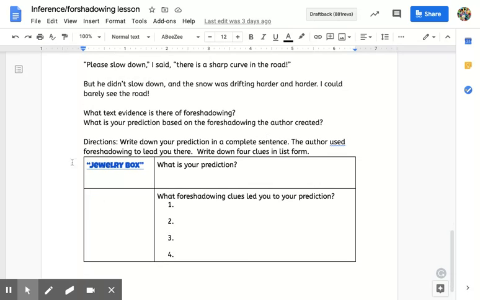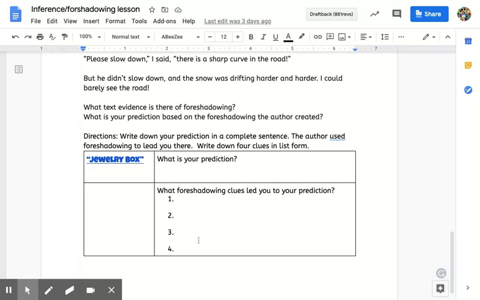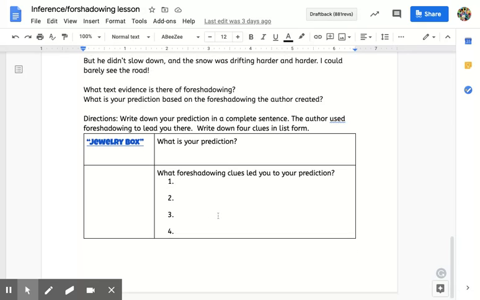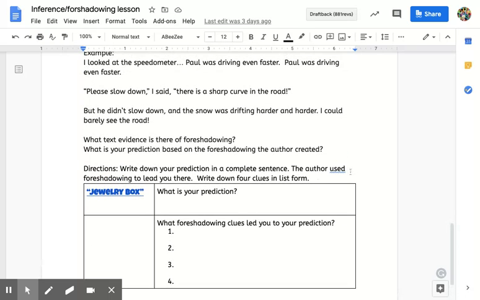So what I want you to do now is watch this jewelry box short. It's kind of a beginning. And then I want you to write down your prediction and then 4 clues that led you to your prediction. Clues can be visual, they can be auditory, they can be dialogue, what people are saying, or they can be in a text. So go ahead and do that and see what you think about inferencing and foreshadowing.